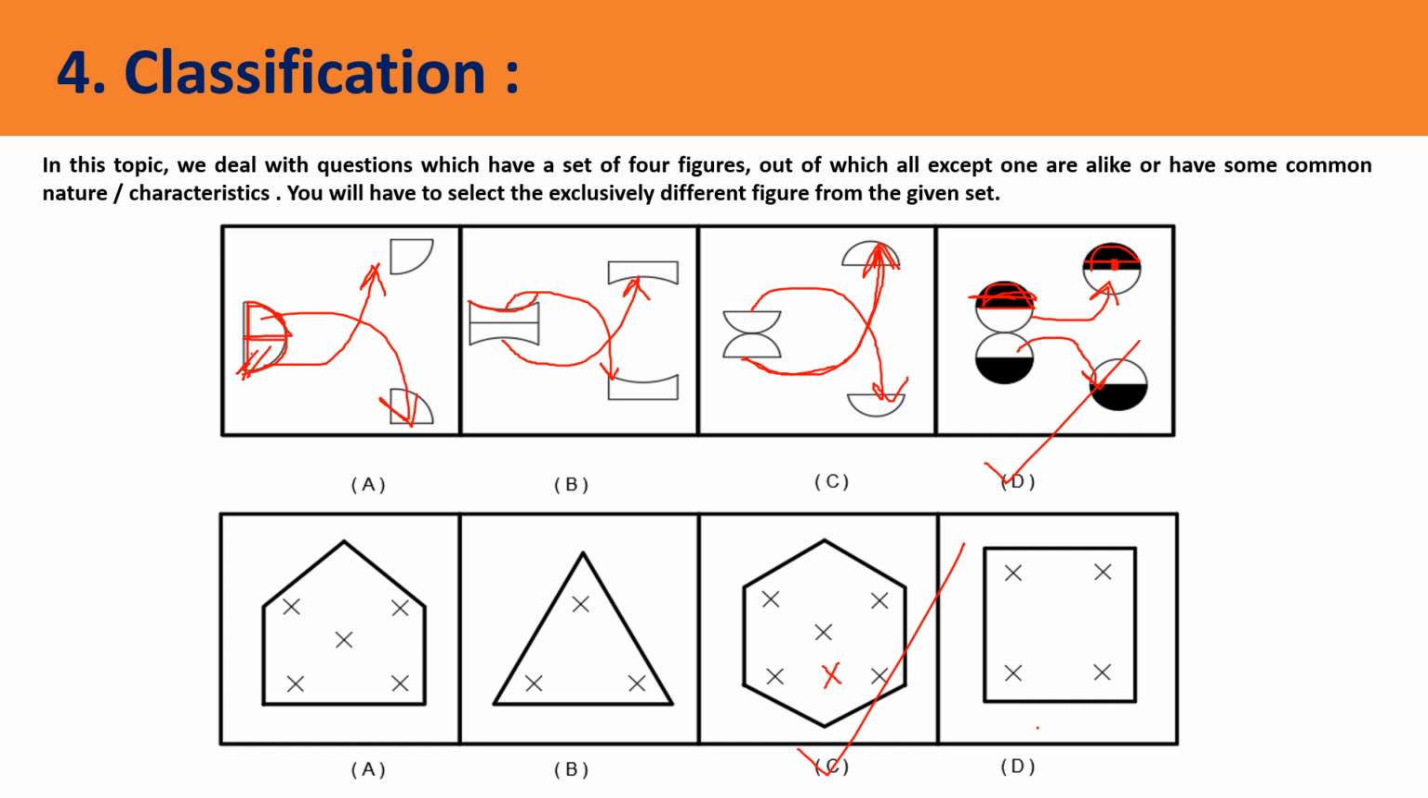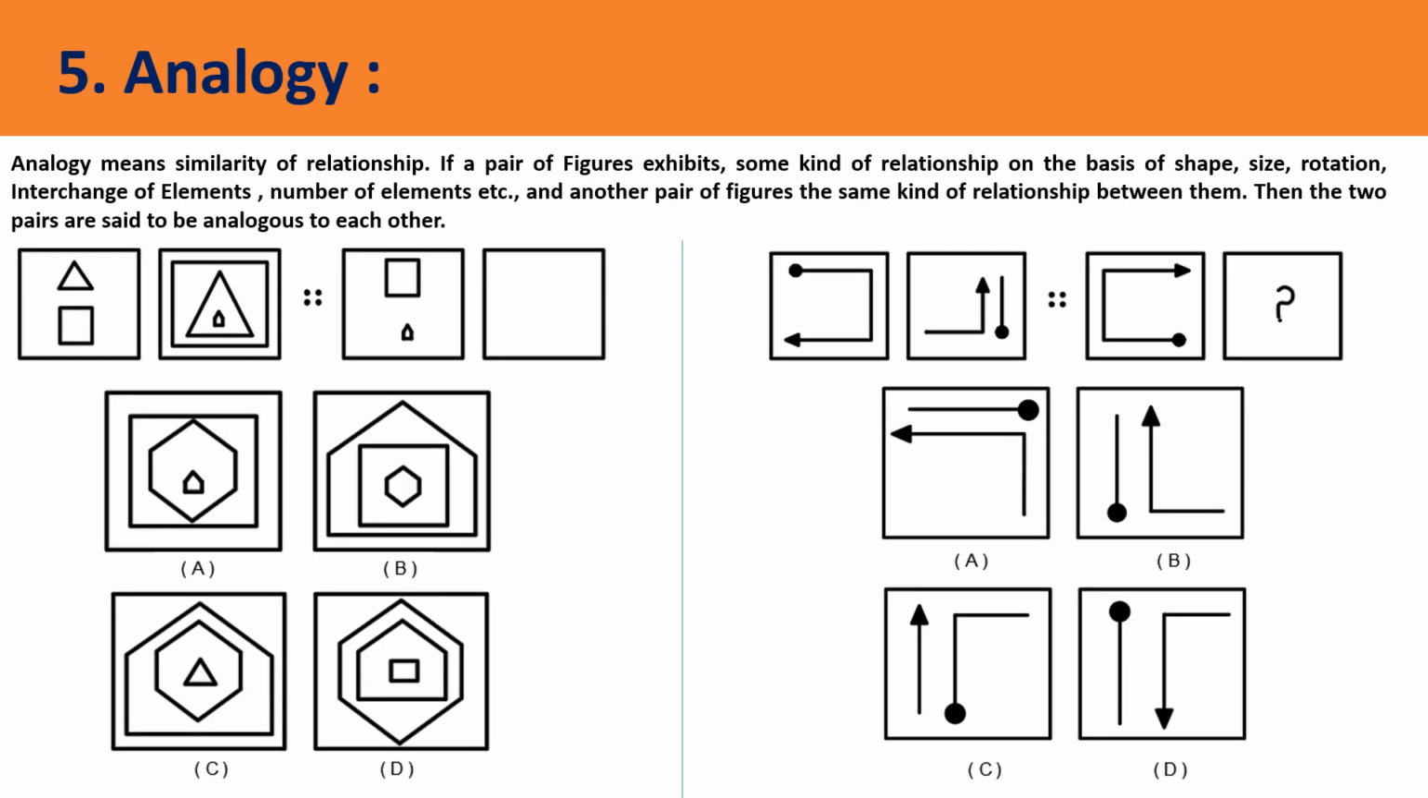Now discussing the analogy. In this analogy, it is a relationship between the two elements, and they are analogous to each other. What does that mean? In figure number 1, you can see in this box a square and then a triangle. And in the next figure you have a bigger rectangle and then a triangle, and following up with some other.